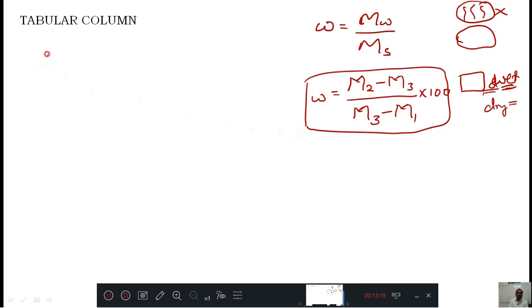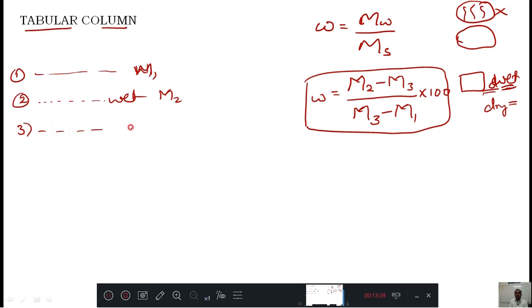Now, the tabular column is what? First you write here the empty weight of the container, call it W1 or M1. Then the second column is the empty weight of the container plus wet soil, call it M2. The third one is the empty weight of the container plus dry soil, call this M3. Then the fourth column is water content. Using M1, M2, M3 and this equation you will get it here.